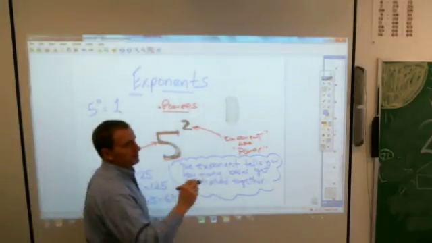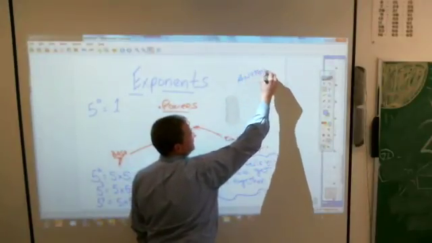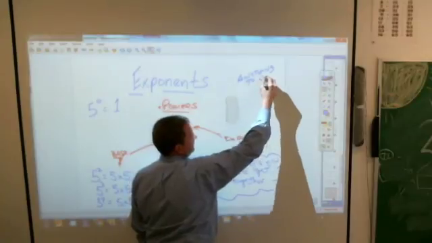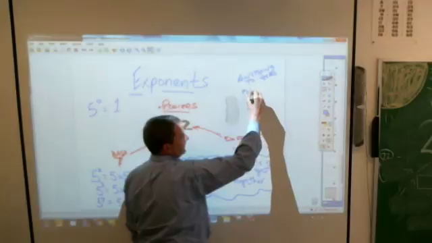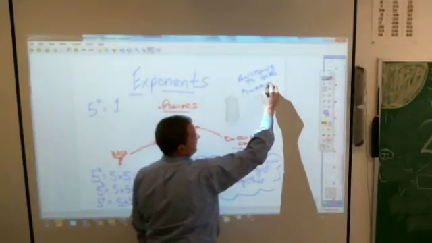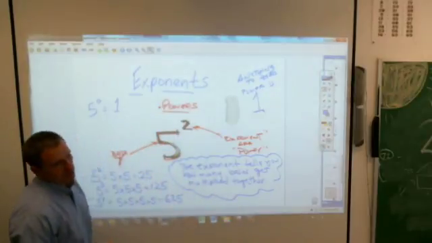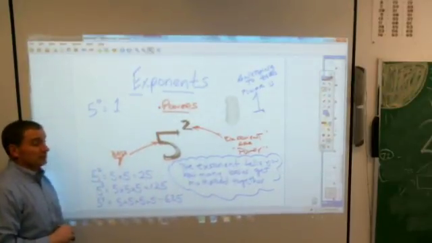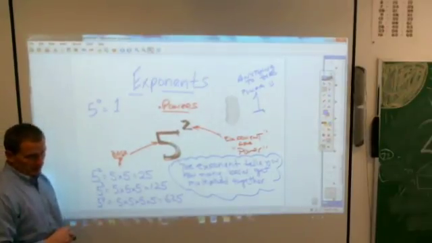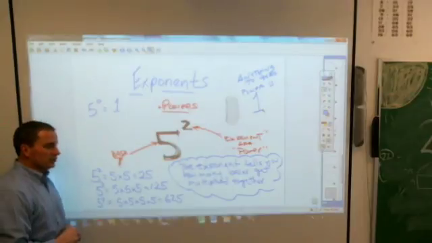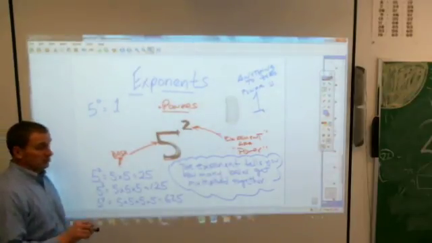And here's what to remember. Anything, ladies and gentlemen, anything to the 0 power is 1. Doesn't matter what it is. If it is to the 0 power, it's always going to be 1. You can have 5 million to the 0 power, and the answer to that is 1. You can have the letter A to the 0 power, and the answer is 1. Anything to the 0 power is 1.